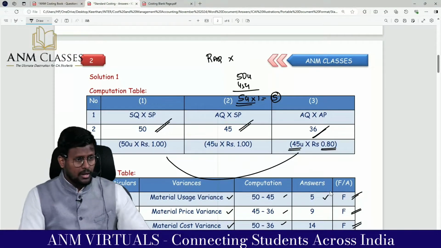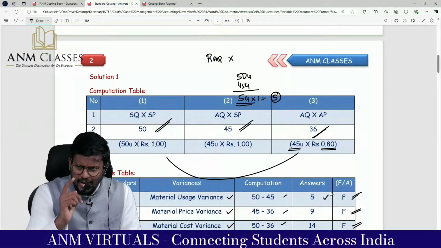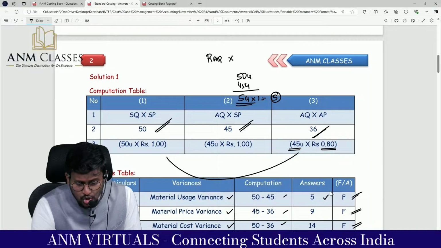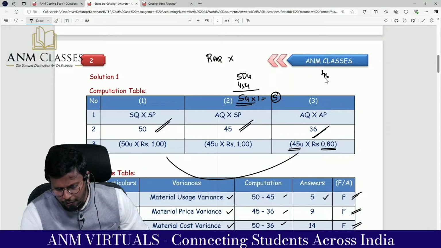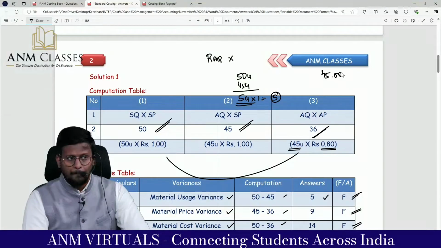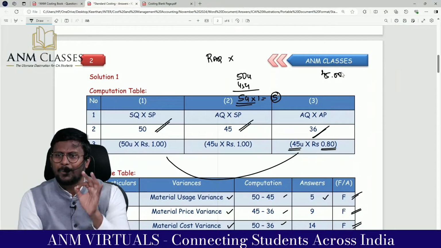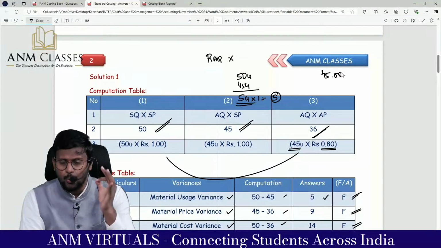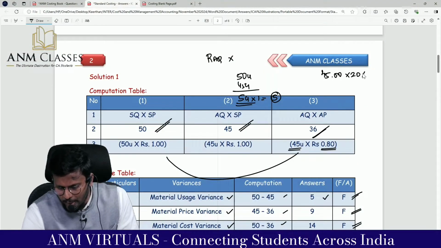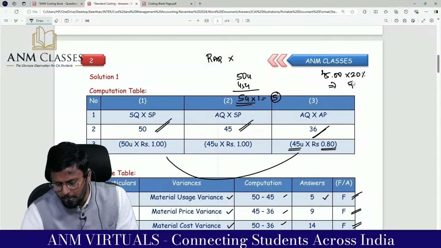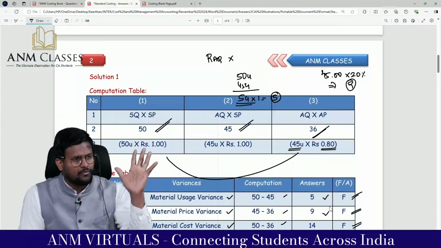Comfortable? Now don't talk about standard. Come to the actual. Actually I have used 45 units. I would have purchased those 45 units at 1 rupee, so 45 into 1, 45 rupees I should have incurred. But I have not incurred 1 rupee. I have incurred only 80 paise. That means I have saved 20 paise. So 45 into 20 paise, or 20%, comes to how much? 9. That's why material price variance is 9 rupees favorable. Comfortable?